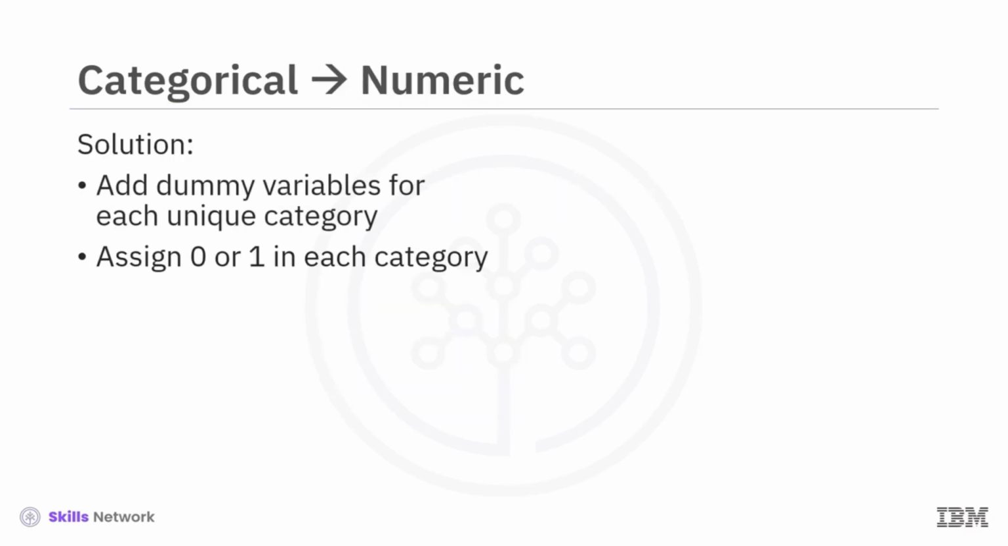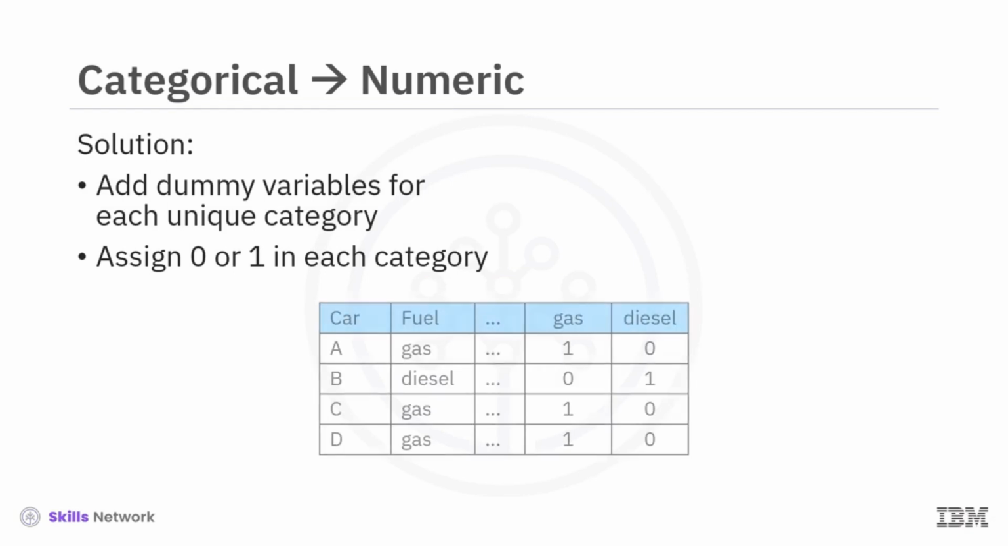We encode the values by adding new features corresponding to each unique element in the original feature we would like to encode. In the case where the feature fuel has 2 unique values, gas and diesel, we create 2 new features, gas and diesel. When a value occurs in the original feature, we set the corresponding value to 1 in the new feature. The rest of the features are set to 0.